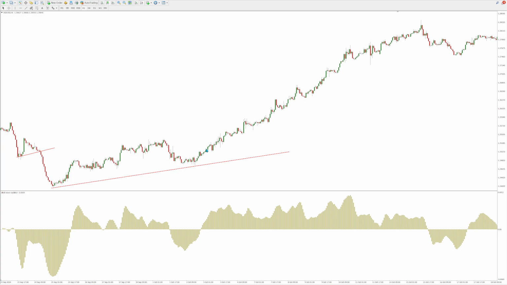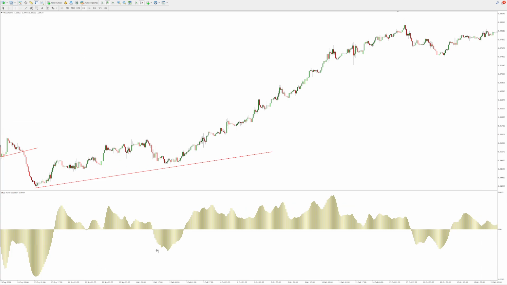Okay, so uptrend, covered the divergence, covered the trend direction, the momentum as well. So you have your crossover here, crossover above. We're in an uptrend. Market's made these higher lows. And if you want, you can just jump in there. Okay.